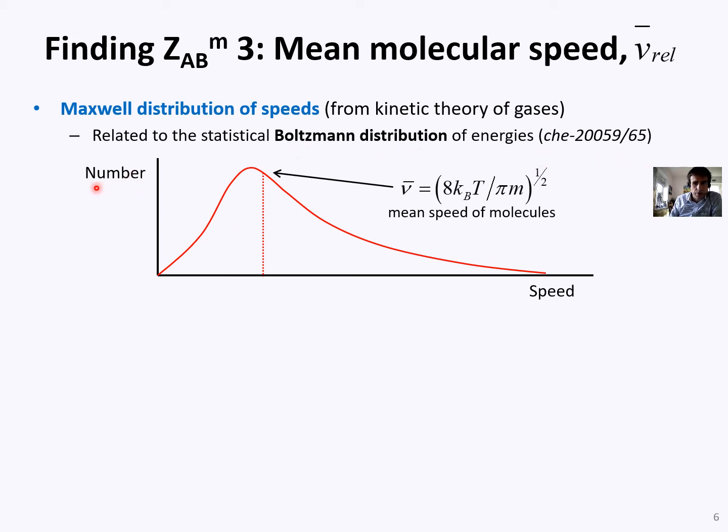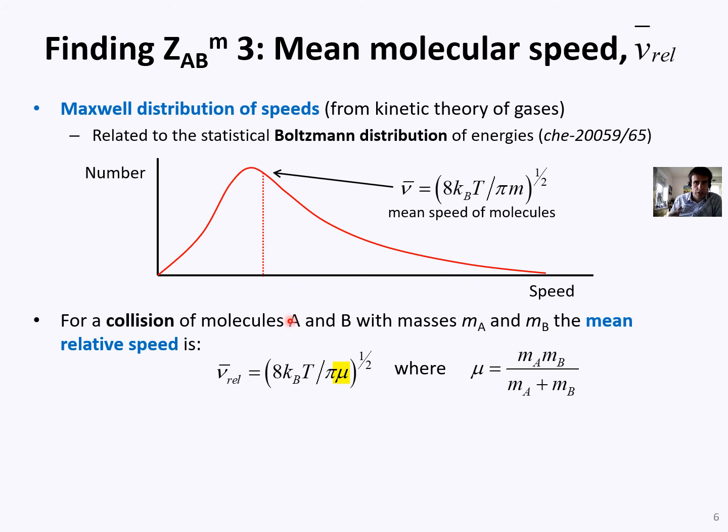Basically, we end up with a distribution of speeds that looks a bit like this, and we get an equation here for the mean speed of a given set of molecules within a distribution of molecules. Okay, so it's related to the mass of the molecules and the temperature, basically.